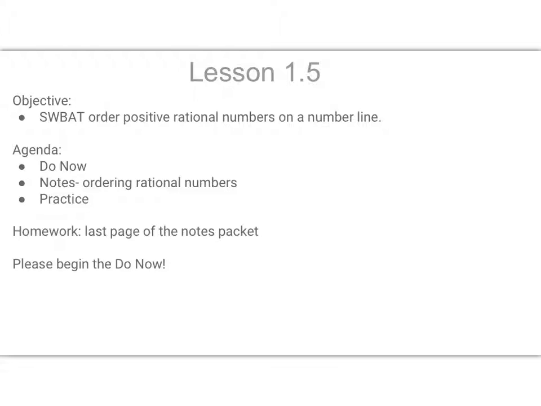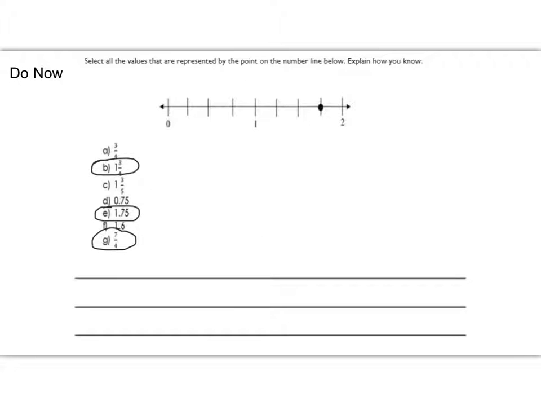So let's review the answers to the do now real quickly. Go ahead and go back to the do now. The do now had three possible answers from the choices we had here. Notice that we're breaking up our 1 into 4 pieces. So this would be 1/4, 2/4, 3/4. 4/4 is 1. This is 1 and 1/4, 1 and 2/4, and 1 and 3/4.